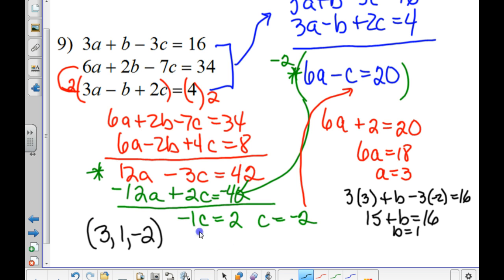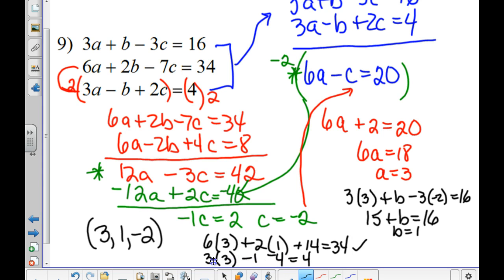I think it worked in the first one. I'm going to try it in the second one just to make sure it works. 18 and 14 is 32 and 2 is 34. That one seems to be checking. Nine minus 1 is 8, minus 4 is 4. I think it checks in the third one, so I'm going with it's working. Are we okay?